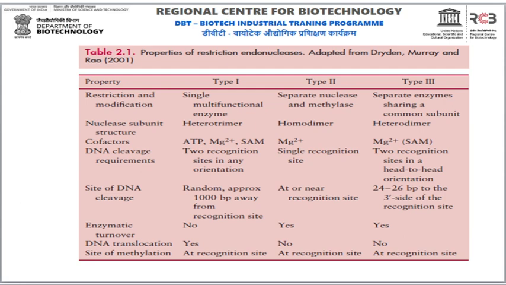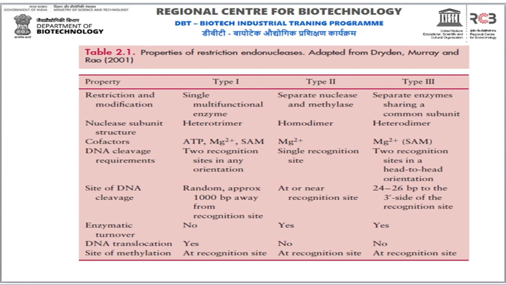Next, with regard to nuclease subunit structure, type 1 is a heterotrimer, type 2 is a homodimer, and type 3 is a heterodimer. For cofactor requirement, type 1 requires ATP, magnesium ion, and S-adenosyl methionine, whereas type 2 requires only magnesium ion, and type 3 also requires magnesium ion. Additionally, some require S-adenosyl methionine. So type 1 restriction enzyme alone requires ATP.